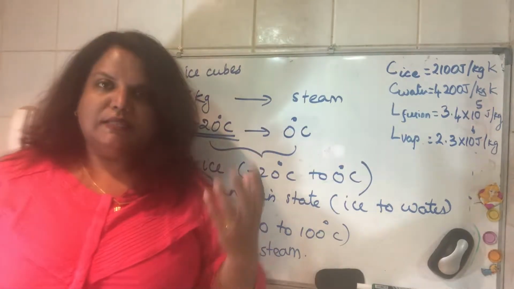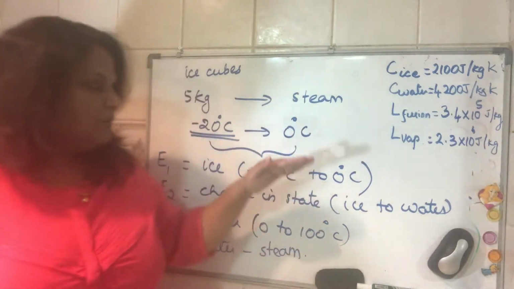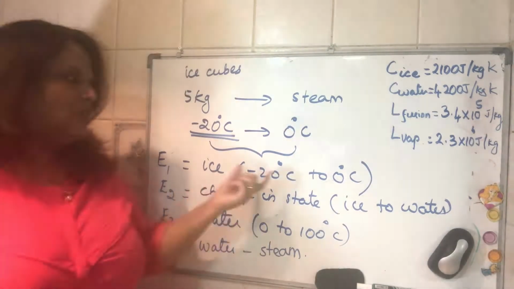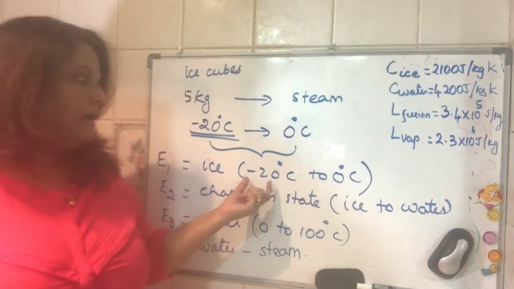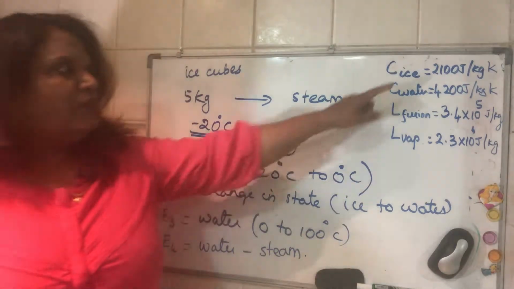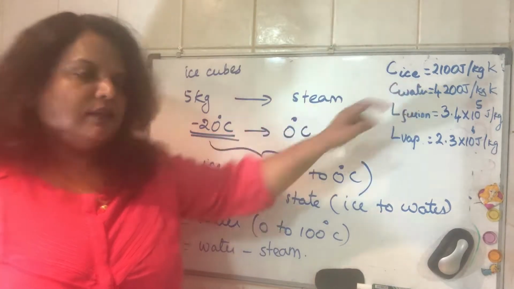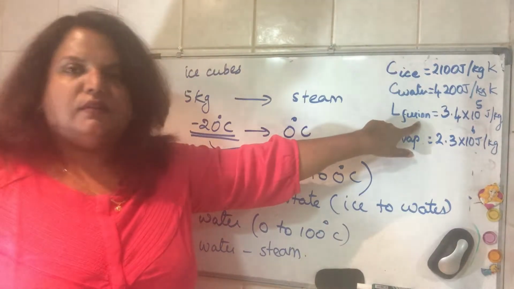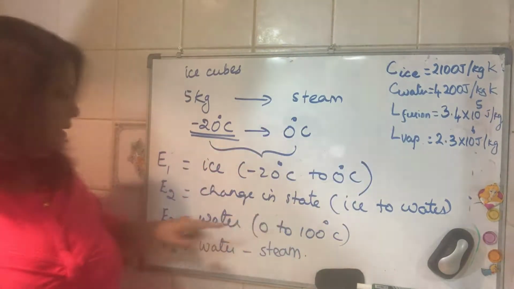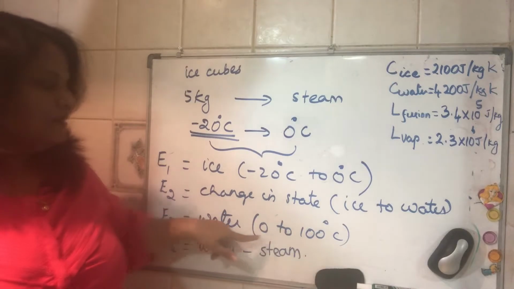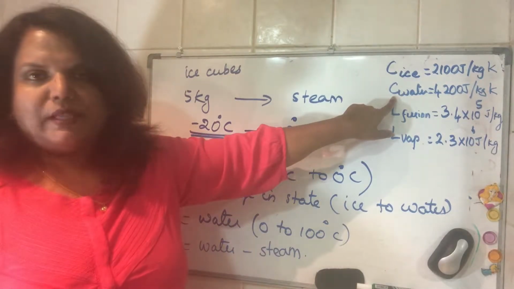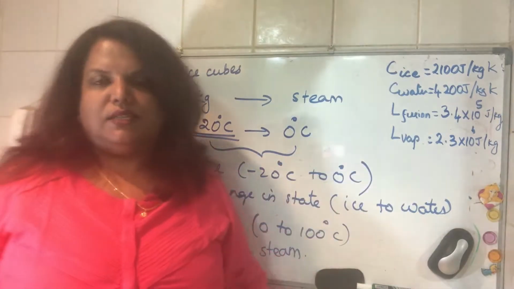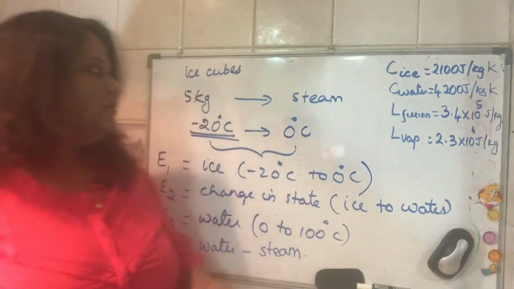So your calculations will have 4 different segments. E1, why have we chosen different ones? Because here ice is increasing its temperature from minus 20, so you have to use the specific heat capacity of ice. In E2 there is a change in state, so you'll be using the latent heat of fusion. And E3 is water, where there is an increase in temperature, so you'll be using the specific heat capacity of water, since the change in temperature is there. E4, you'll be using vaporization. Clear? So you have got 4 different segments.